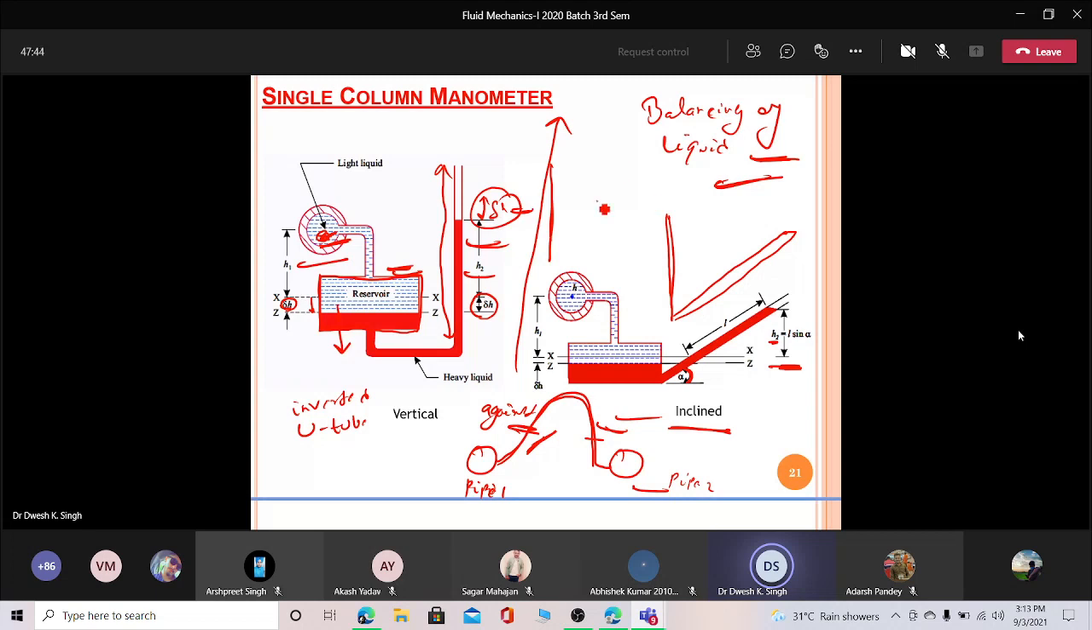So these are some other manometers. The concept is the same, but the design is different. There is a difference in the designing parameters. So this is your inclined single column manometer. This is your single column manometer, this is the inclined single column manometer, and this is the inverted U differential manometer. But the overall concept is the same.